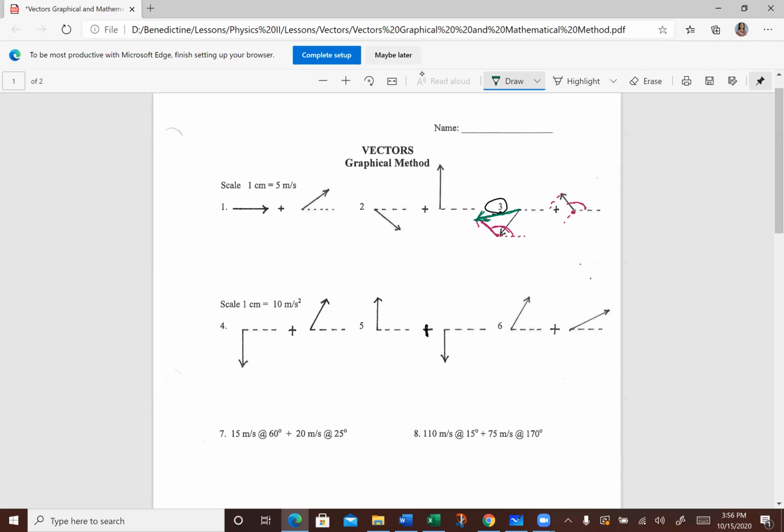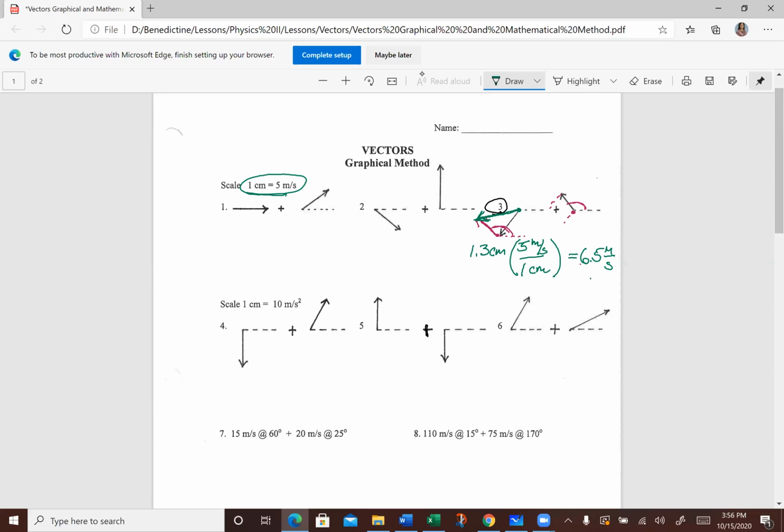So I need to measure its length, which I measure to be about 1.3 centimeters. The scale over here, 1 centimeter equals 5 meters per second. So I multiply by the 5 meters per second for every centimeter, and I would get 6.5 meters per second. But I also need an angle.